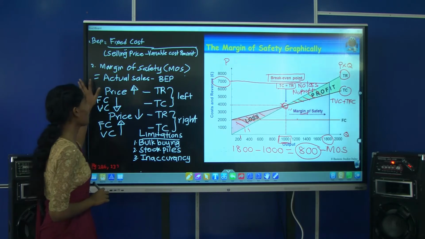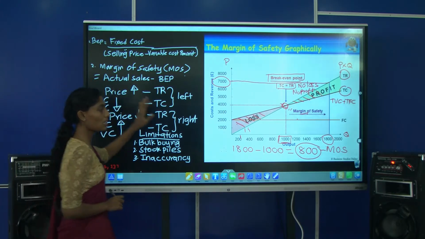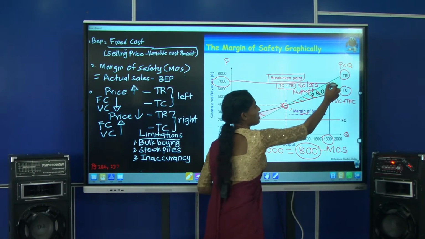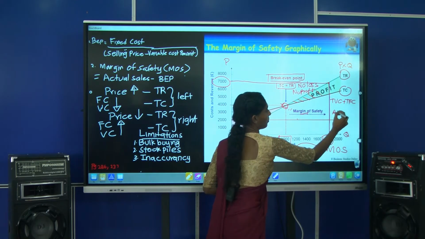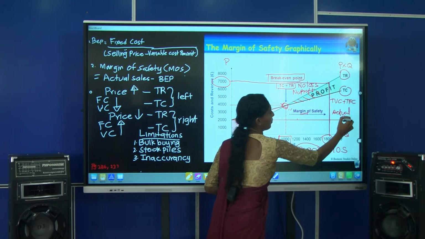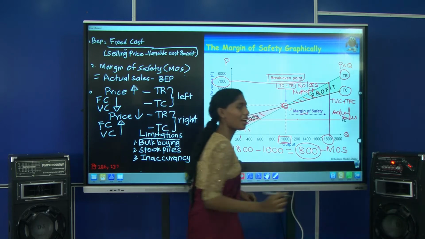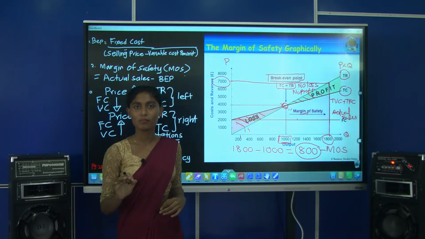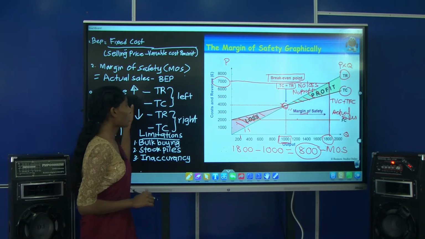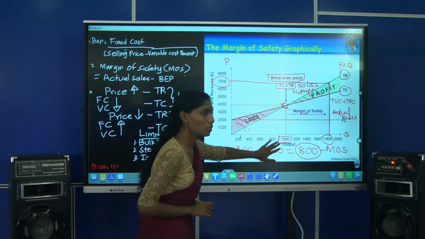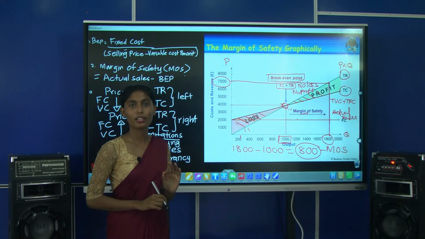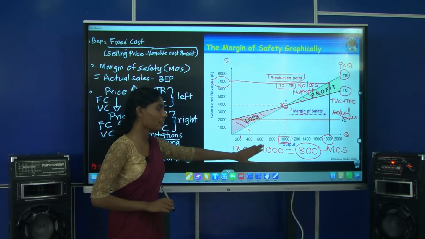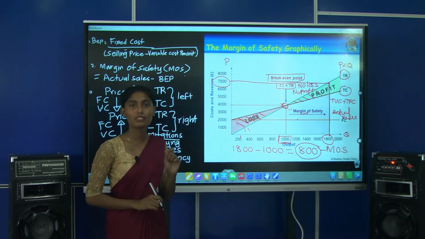How do you calculate margin of safety? The line here shows the actual sales, that is, how many units we have already sold to the customers. We have actual sales, and then we have 1,000 units as our break-even point. If you subtract, the difference we call the margin of safety.